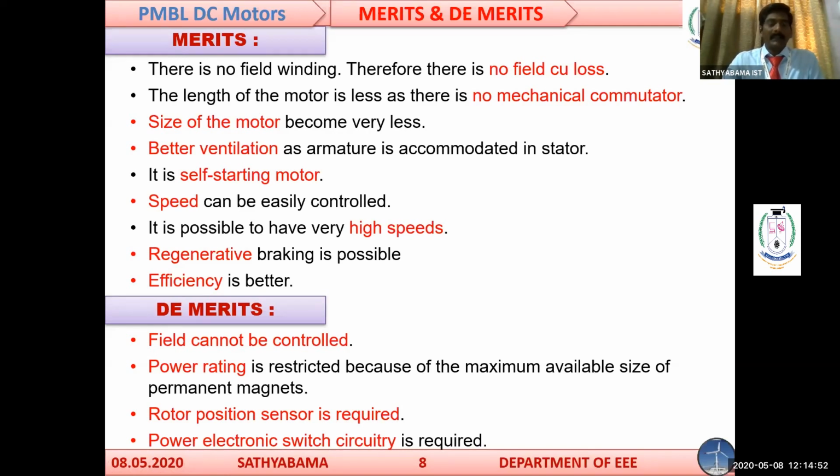And power rating is also a challenge because of the high power capability, meaning we need to provide a large size of permanent magnets. And a rotor position sensor is also required. It requires the power electronic switching circuit. So these are all the demerits of the PMBL DC motors.